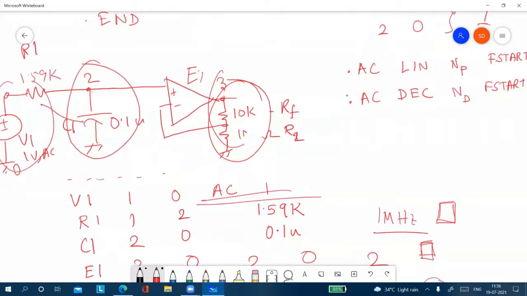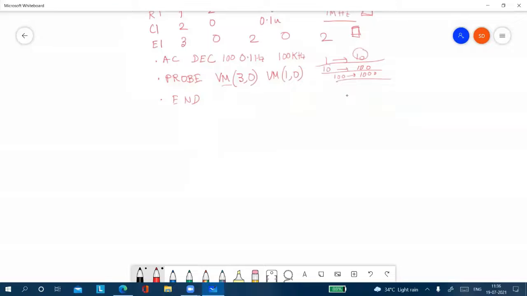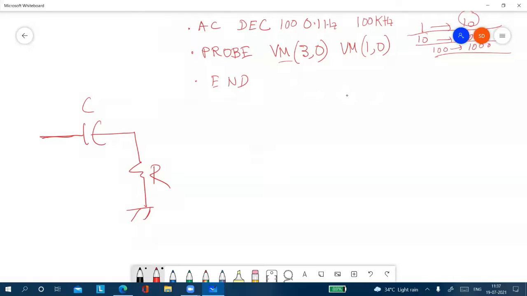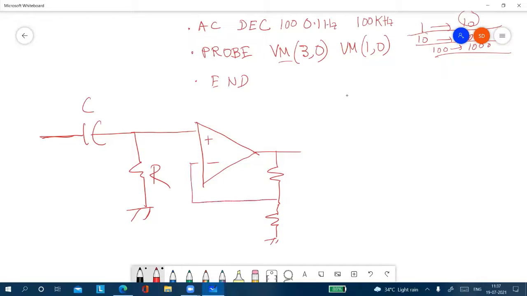You already know the high pass filter circuit diagram. For a first order high pass filter, we change the position of the capacitor and the resistance. This is the first order high pass filter. Remember? V input, V output.